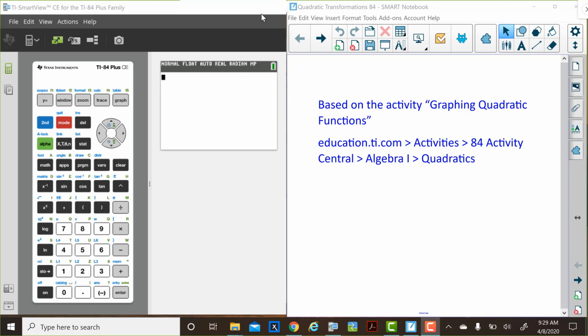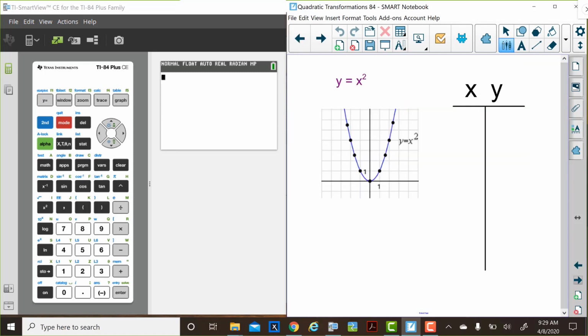We're going to explore transformations of a quadratic function. The activity we'll look at is based on the activity Graphing Quadratic Functions. It's from 84 Activity Central at education.ti.com. Before we go to this activity, let's do a quick review of the parent function, f of x equals x squared, also written as y equals x squared.